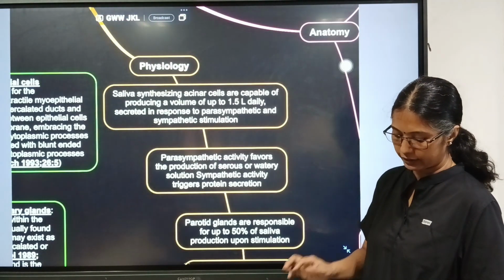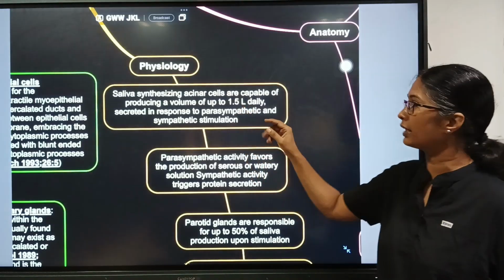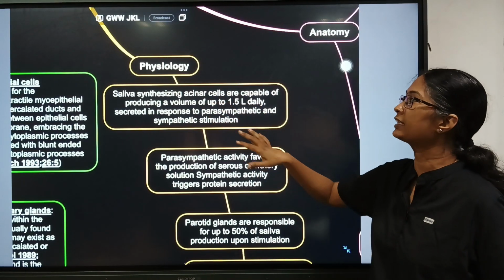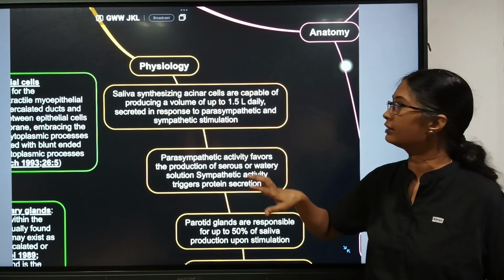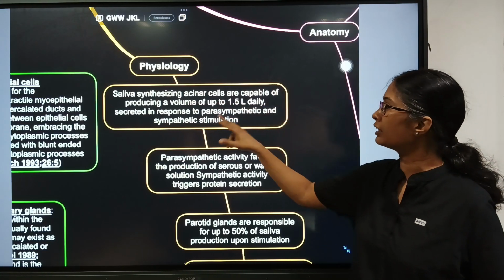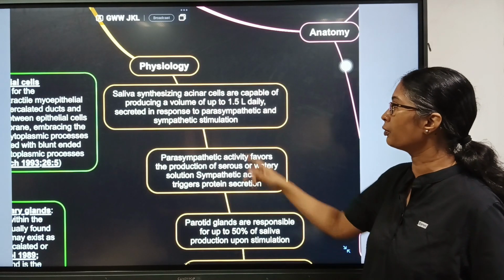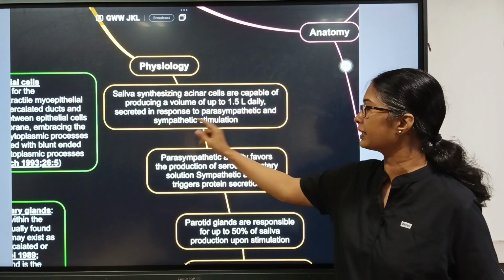And what is the physiology? So the saliva synthesizing acinar cells. When we talk about acinar cells, these are the basic structural units of the salivary gland, the acinar cells and the ductal cells. The acinar cells are capable of producing a volume of up to 1.5 liters daily, secreted in response to parasympathetic and sympathetic stimulation.